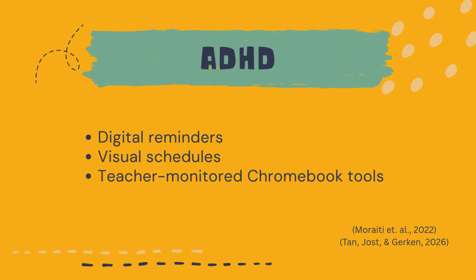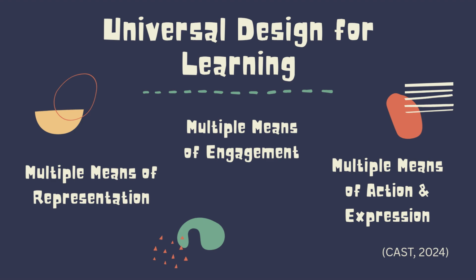Students with ADHD will be able to use the Chromebooks for digital reminders, and they'll also be given visual schedules. And then the teachers will also monitor all of the Chromebook use. I chose the Universal Design for Learning, or UDL, because it encourages teachers to proactively design instruction that removes barriers before students encounter them. Instead of modifying lessons after difficulties arise, UDL builds flexibility from the beginning that allows teachers to modify the lessons as they're being taught.